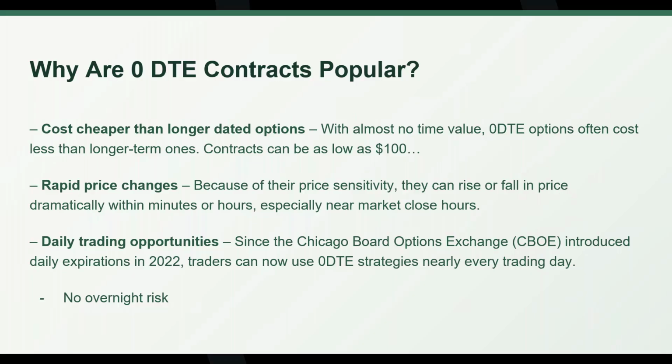And so the other main thing that attracts people, and this is really the most popular reason, is the price sensitivity. So they can really rise and fall extremely fast, hundreds of percent sometimes in minutes, even seconds. You see serious percent gains or losses. So these can really move dramatically within minutes or hours, especially near the market close, which I don't recommend. Trading near the market close has never worked well for me. The fact there's daily trading opportunities on SPY as well allows you to do these zero DTE strategies almost every trading day with no overnight risk, obviously, because you're exiting before the market closes.